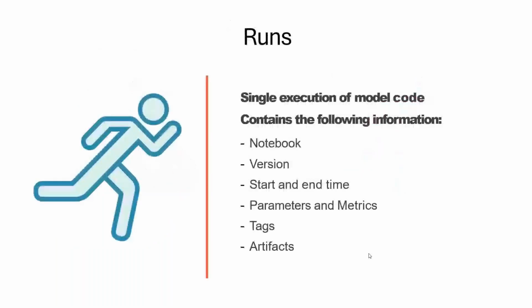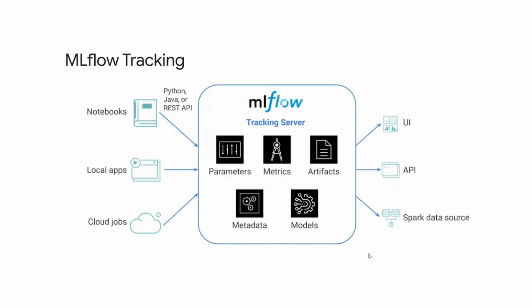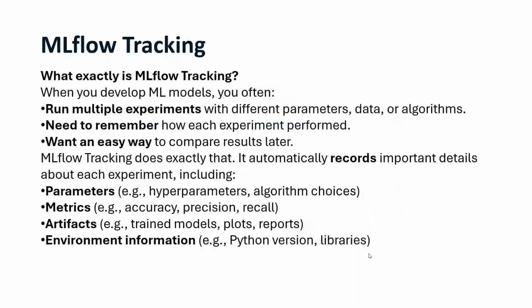Next one is run. When you run the experiment, that is a run. A single execution of model code is called a run. Each run contains the following information: notebook, version, start and end time, parameters and metrics, tags, and artifacts. Okay, so that is called tracking. So look at this here: parameters, metrics, artifacts, metadata are all part of tracking.